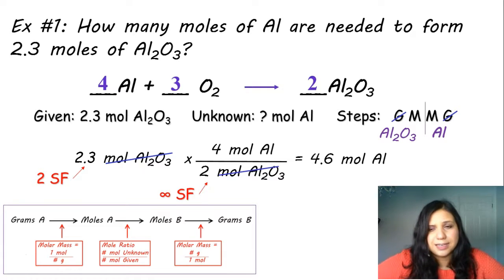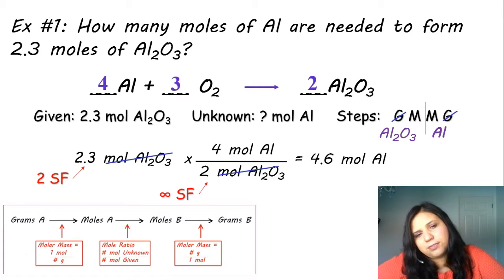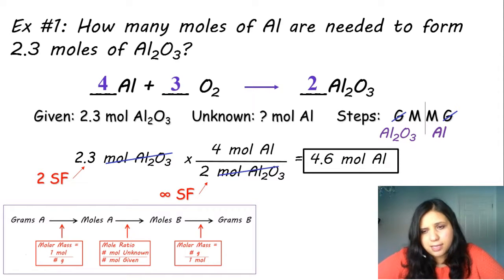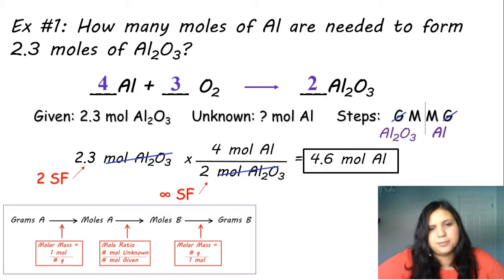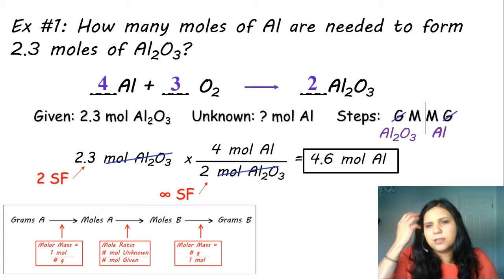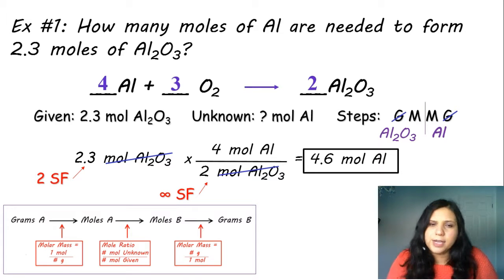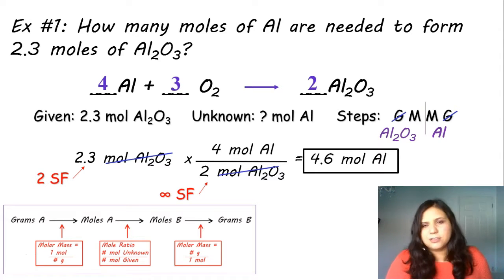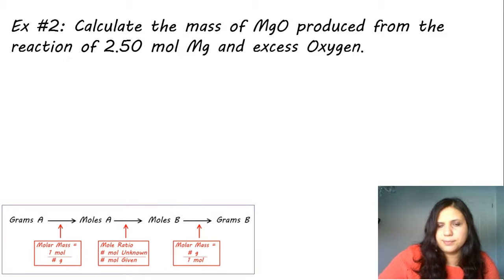So we say this has an unlimited number of significant figures. So we'll just limit it by the 2, the least number of sig figs. So 4.6 has 2, so that's my answer. Right, so this is a quick problem, a mole-to-mole problem. One-step problem. It's really important that you know where you're starting and where you're heading so that you don't overwork the problem. You don't change it from moles then to grams when you only needed moles.